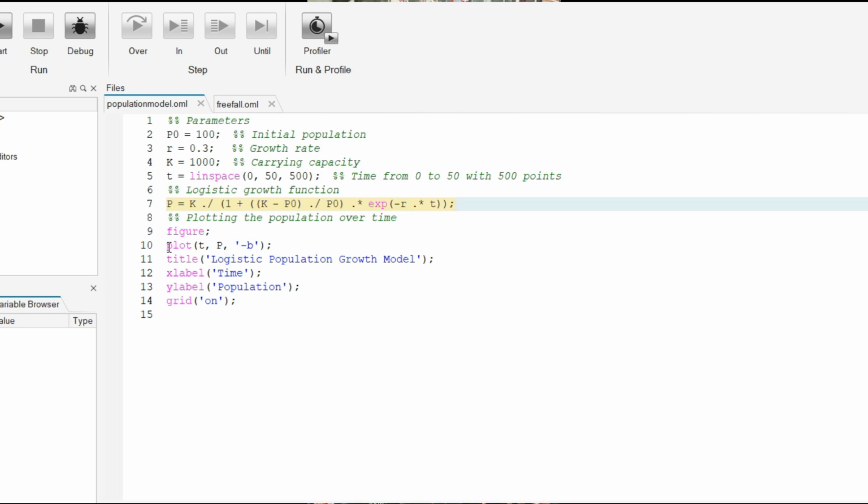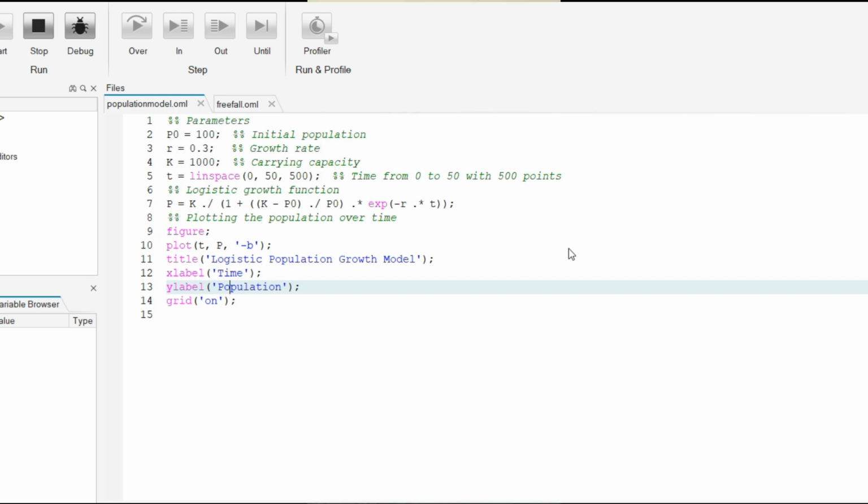Then we define the carrying capacity. The carrying capacity is the maximum population that the environment can support. Because food, water, and space are limited, the population cannot grow forever. In this case, the maximum population is 1,000.